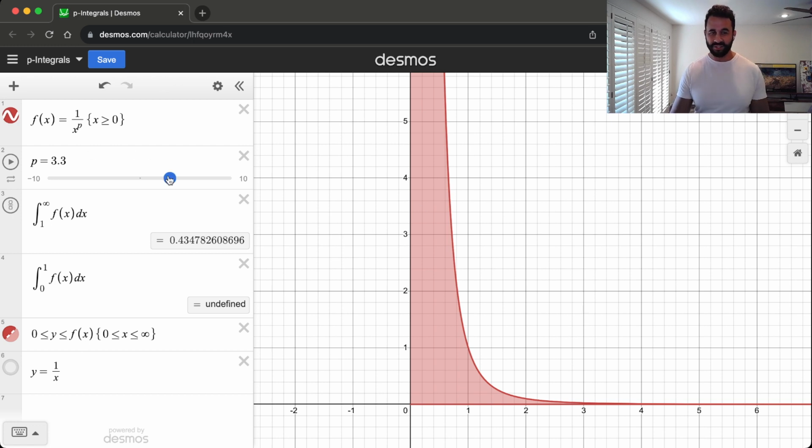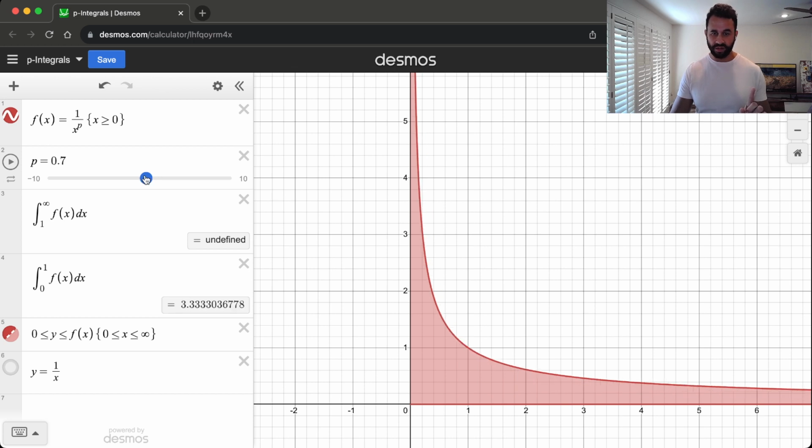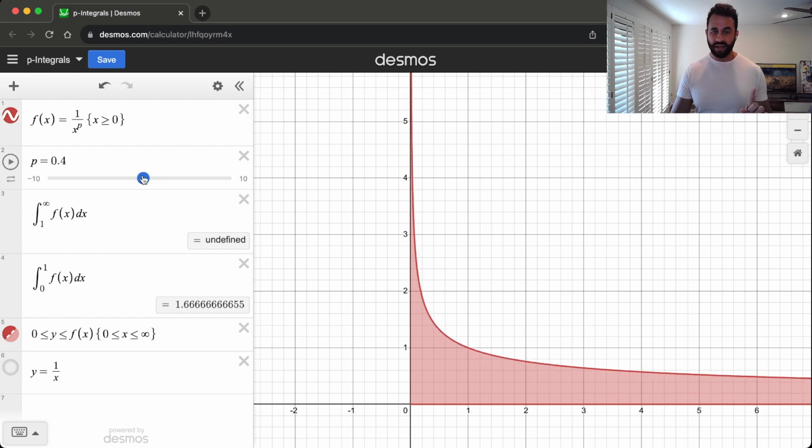as p gets larger. But if p is smaller than 1, check out what happens. So p is equal to 1 right here. Now let's go smaller than 1. Boom. Now we have literally the opposite behavior. So the area between 0 and 1 is now getting pinched. But the area from 1 to infinity is getting widened out. That's why this one diverges, but now this one converges.